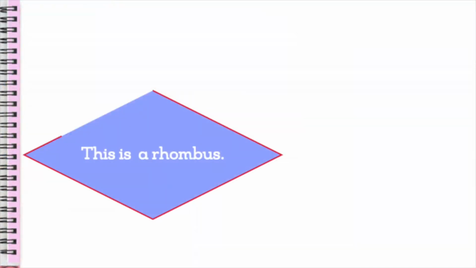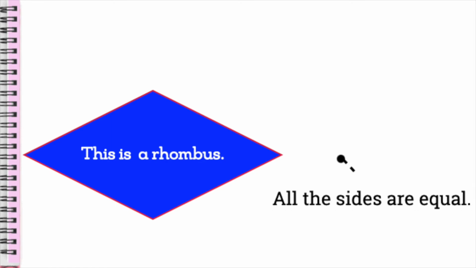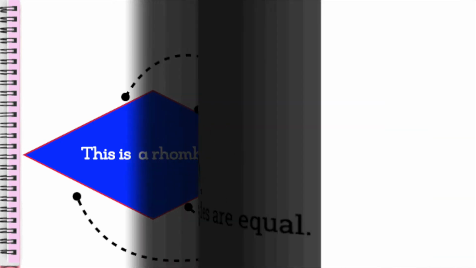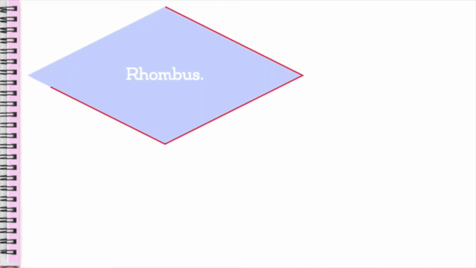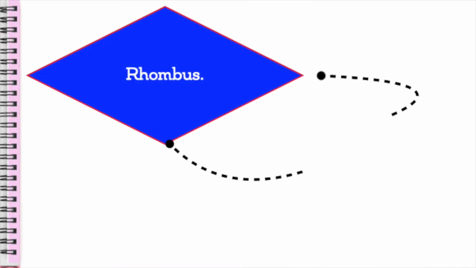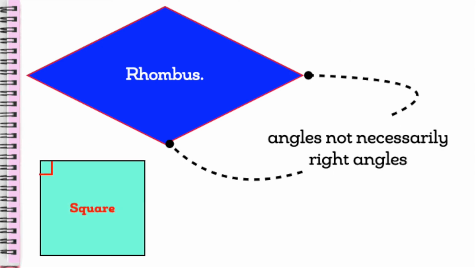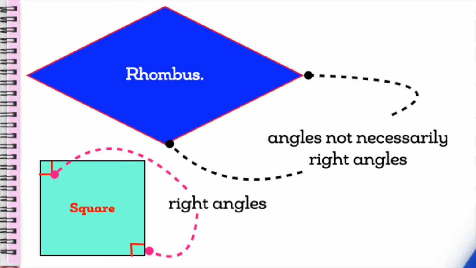This is a rhombus. A rhombus is a special type of parallelogram. All the sides of a rhombus are equal. The difference between a square and a rhombus is that all the angles of a square are right angles. The angles of a rhombus are not necessarily right angles. The rhombus takes the shape of a diamond.